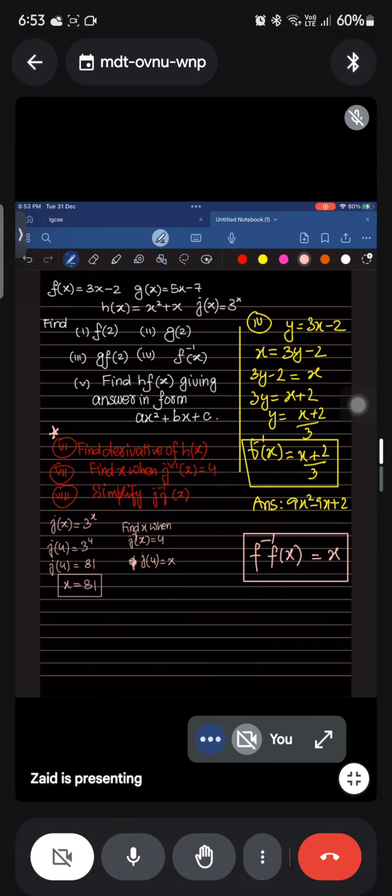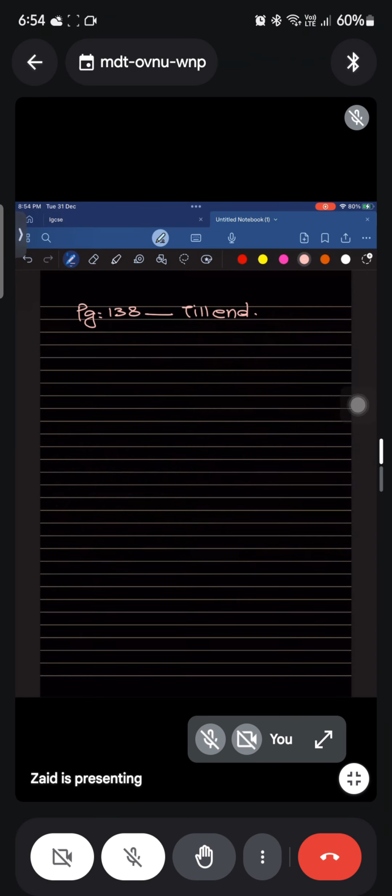Note down the homework, page 138 till the end. So the lesson is over. Not over, maybe one more question. It's going to end in another 20 minutes.